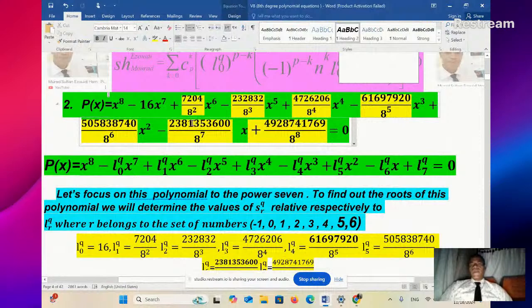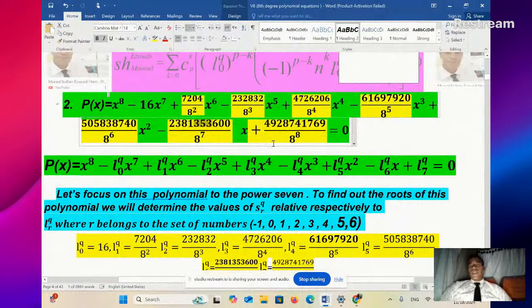minus 2,381,353,600 divided by 8 raised to the power 7 times x plus 4,928,741,769 divided by 8 raised to the power 8 equals 0. So this, learners, is the polynomial to the power 8. It's called an 8th degree equation.